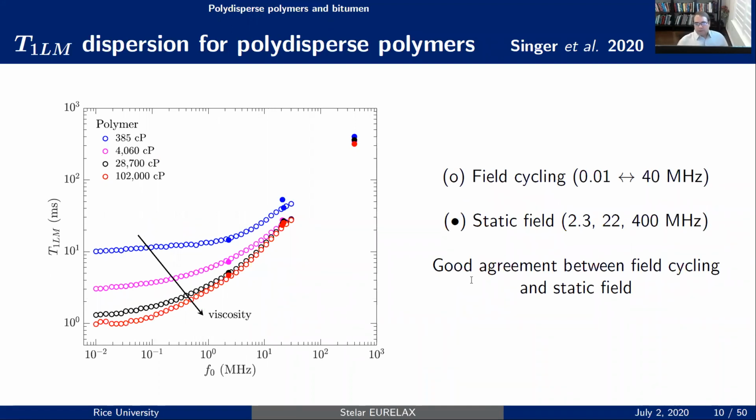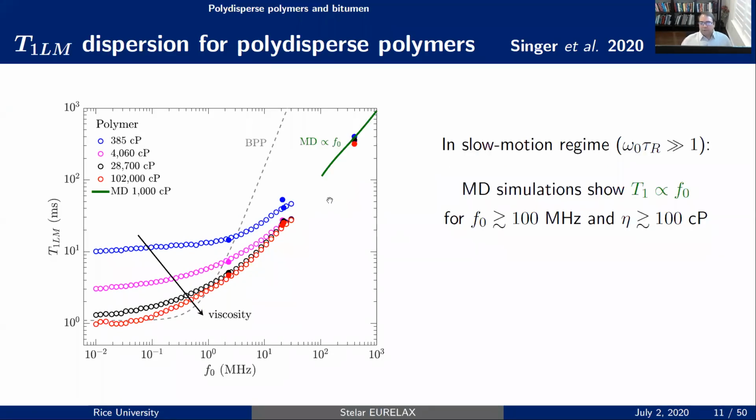The next thing we did was we investigated this more using field cycling. Here we show the field cycling data in open symbols for the different polymers from low viscosity to high viscosity. So this is T1 against frequency. And we also compare with the static fields, and we see good agreement. At low frequency, there's definitely some viscosity dependence, but as you get towards high frequency, they merge, and this is the 400 megahertz point. This is the MD simulations shown here in the slow motion regime. For the molecular simulations, that corresponds to frequencies roughly larger than 100 megahertz, and viscosity larger than 100 centipoise. And the MD shows that T1 is proportional to frequency.